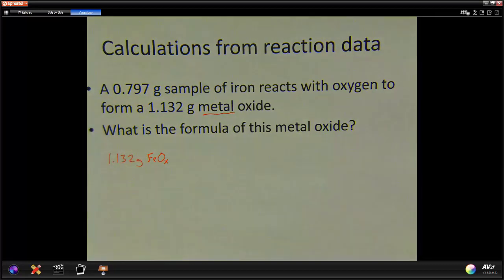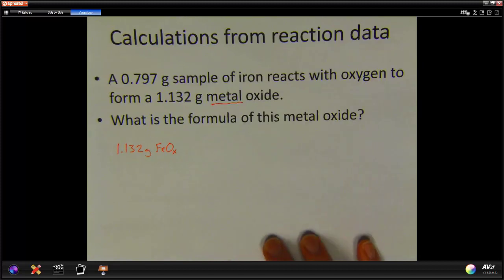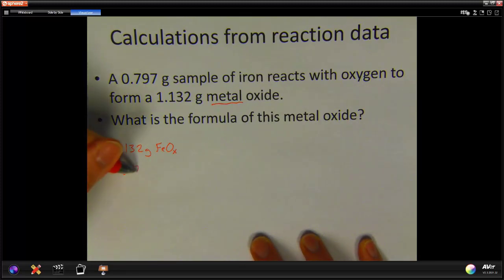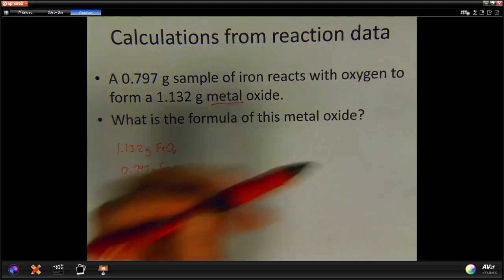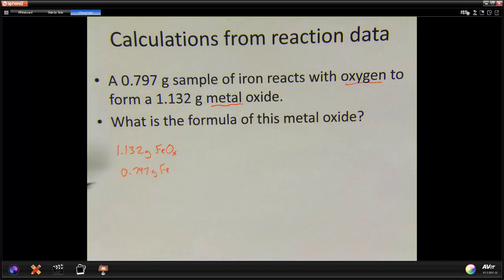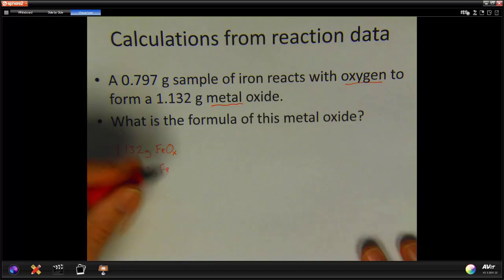0.797 grams of iron. Okay, now because of the conservation of mass, the amount of oxygen, which we need to know, and the amount of iron we have need to add up to the total mass of the iron oxide. So if we know the mass of the iron and the mass of the iron oxide, the difference between those is the mass of the oxygen. So we can subtract here, and we find that we have 0.335 grams of oxygen.